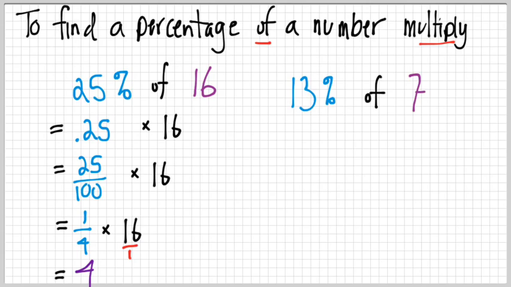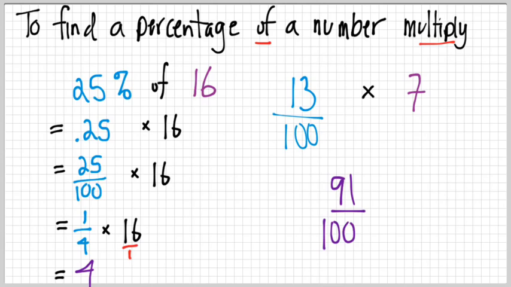Let's do a little bit of a different example. 13% of 7. What is 13% of 7? Well, 13% times 7. So 13 over 100 times 7. 13 times 7 is 91. And then we need to divide by 100, so we just move the decimal point over. 91 100ths works. That's fine. Or 0.91, that also works. Same thing. So that's 13% of 7.